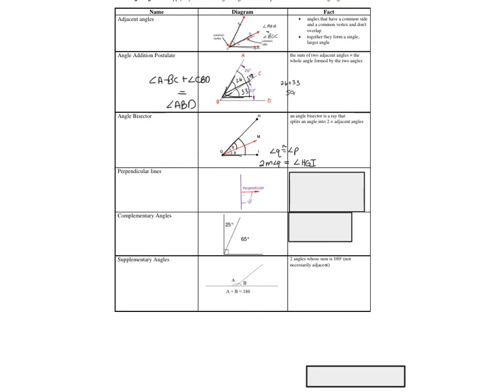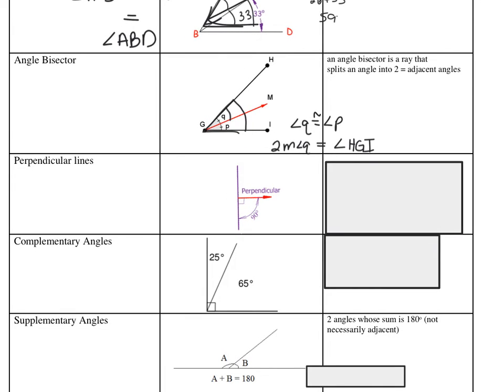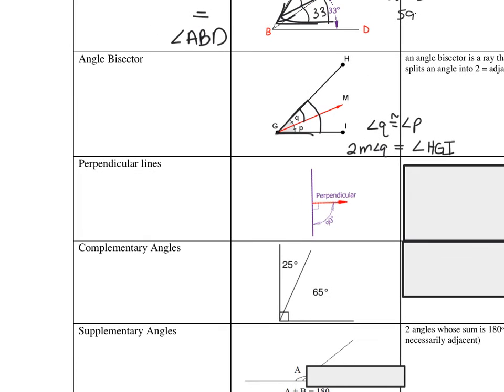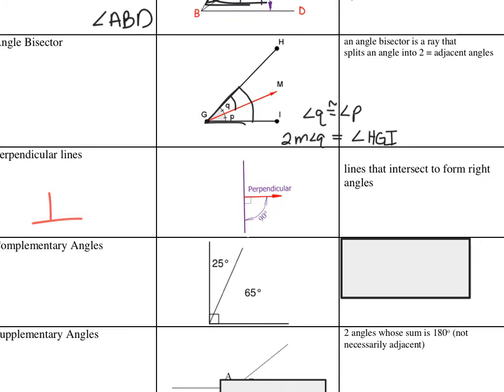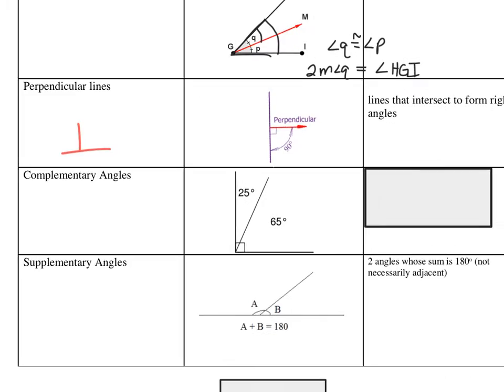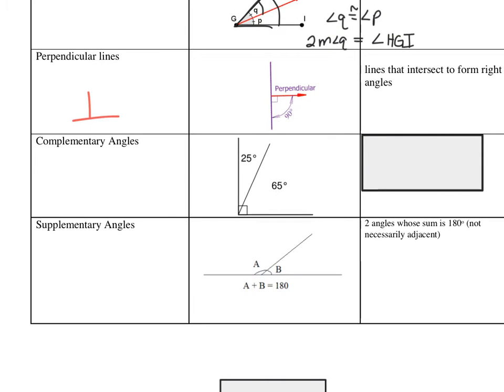Now we're going to be looking at perpendicular lines. Perpendicular lines are also very special in this course, and whenever you see this symbol, we're dealing with them. It's basically an upside down T. Perpendicular lines are lines that intersect to form right angles, so they are going to basically be creating 90-degree angles every single time.